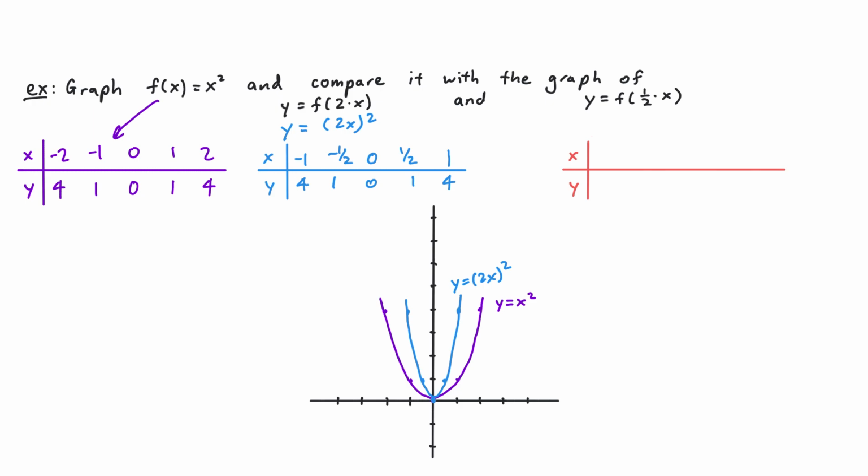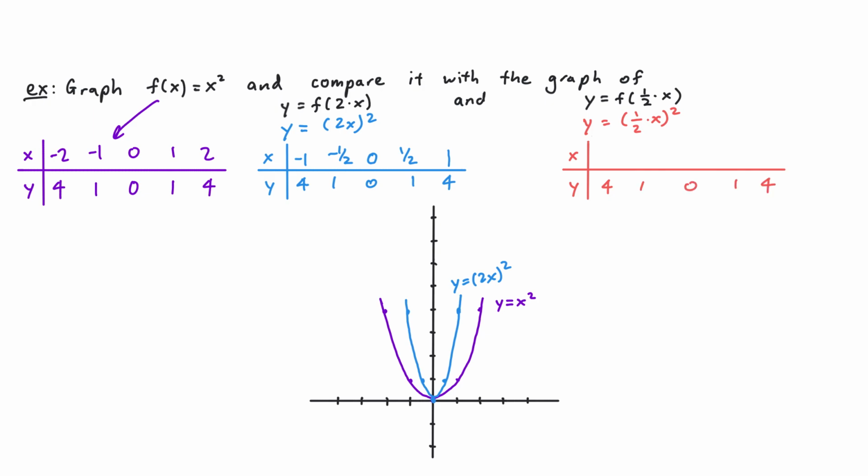Let's now take a look at the equation y equals f of 1/2 times x. To evaluate f of 1/2 times x, we take x in our original function and replace it with our new input 1/2 x. So our equation is going to look like y equals, in parentheses, 1/2 times x squared. Again, when we make our table of values, we expect this transformation to affect our x values. So in order to make a comparison with our original purple table, we'll keep the y values the same. We'll keep them as 4, 1, 0, 1, and 4.